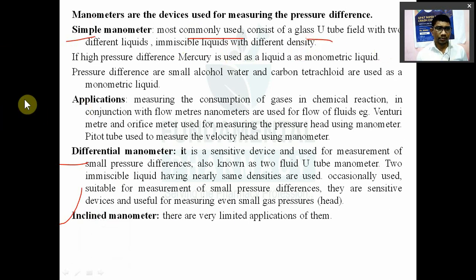If you want to measure a high pressure difference, then mercury is one of the liquids. If the pressure difference is small, then alcohol, water, or carbon tetrachloride is one of the liquids. And differential manometers are very sensitive. They are used for measuring very small pressure differences.